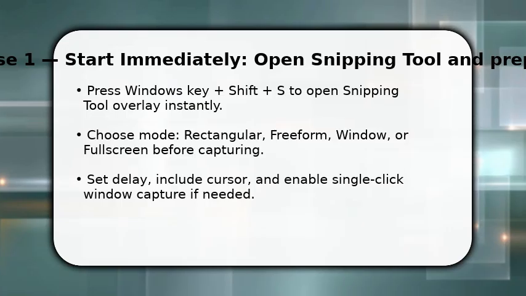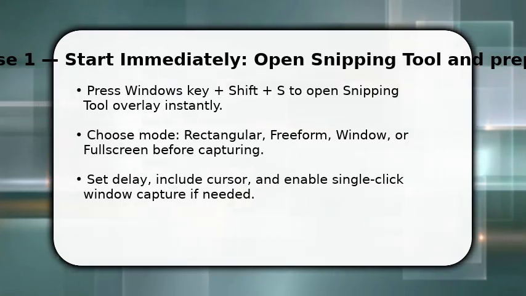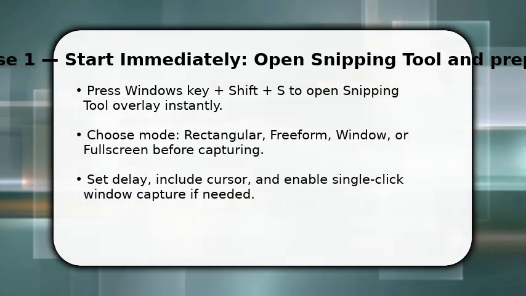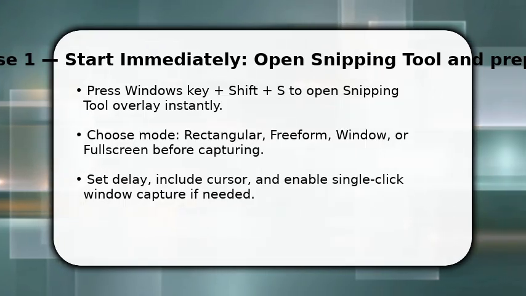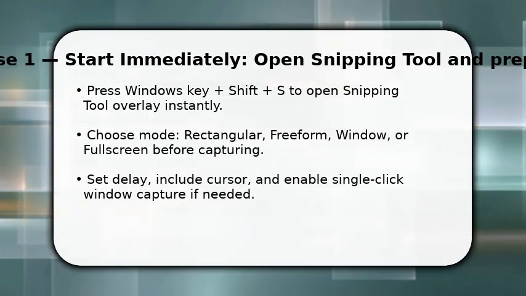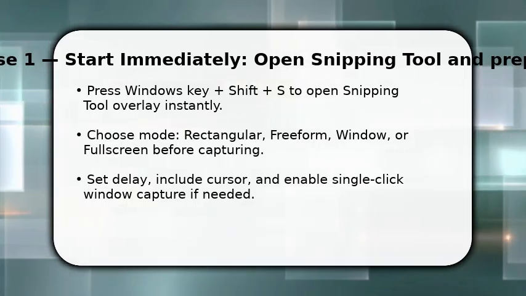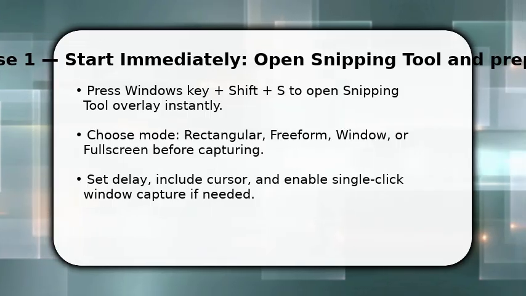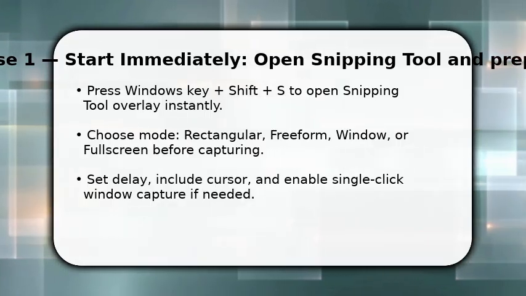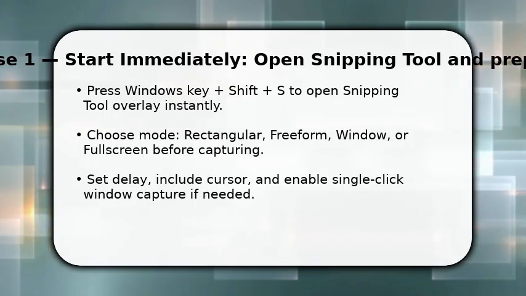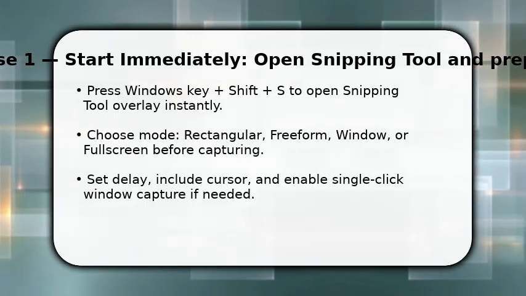You start now. Press Windows key plus Shift plus S to summon the Snipping Tool overlay and begin capturing. Pick a mode, rectangular for precision, full screen for entire displays, because the mode controls what you capture. Make sure to set a delay if you need to prepare an animation or menu, and toggle cursor capture when showing pointer placement. Once done, the clip saves to clipboard.